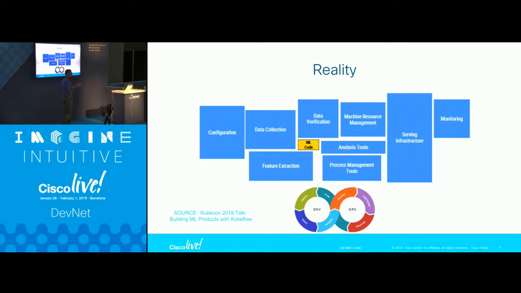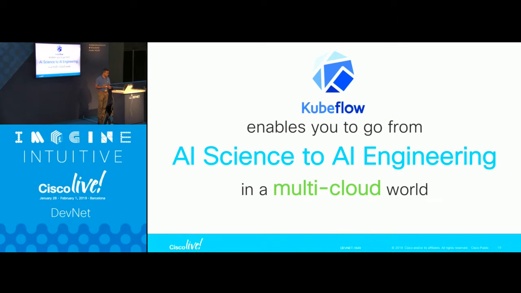So, and who is good at DevOps? The current day, there is only kind of one solution which has proven DevOps applicability in the real world, which is based on Kubernetes. So from this talk, if you have to take away anything, you can forget the rest of the talk, but this is the message that we are trying to pass here. Kubeflow is a project which enables you to go from AI science to AI engineering in a multi-cloud world.